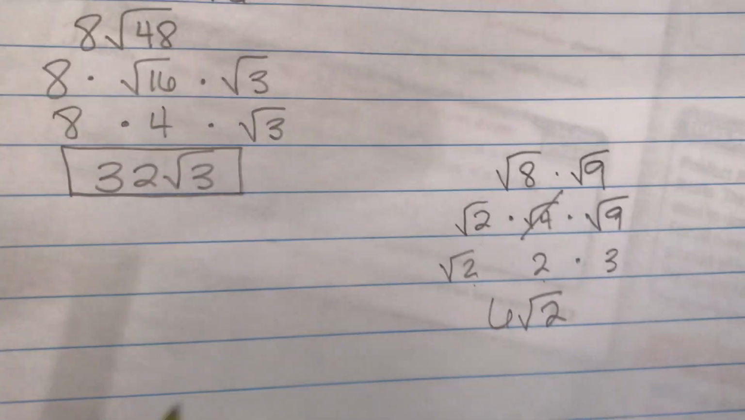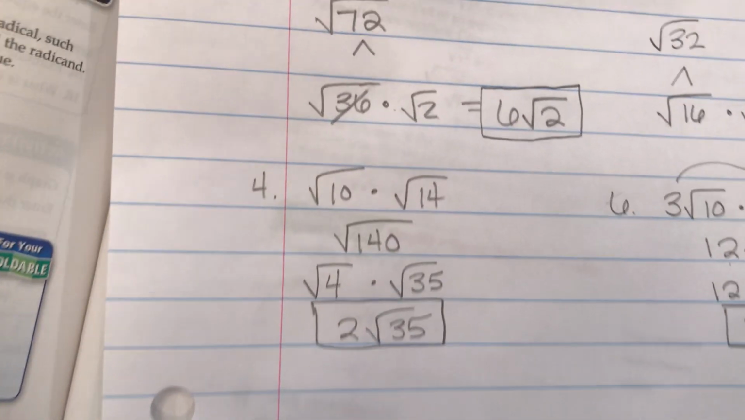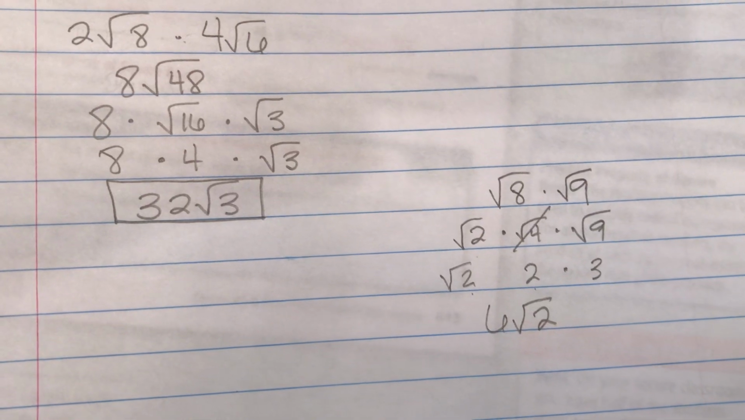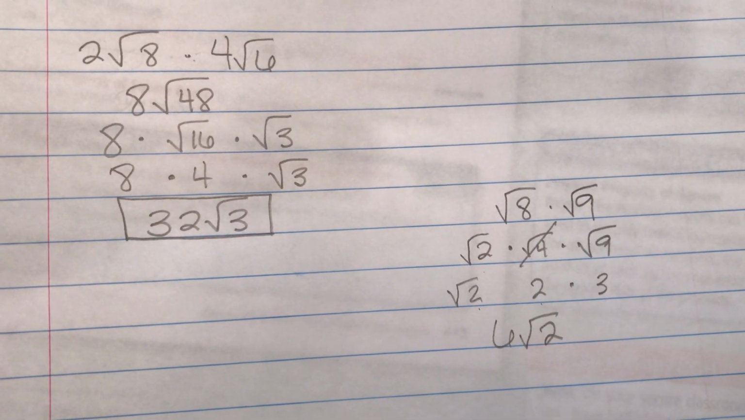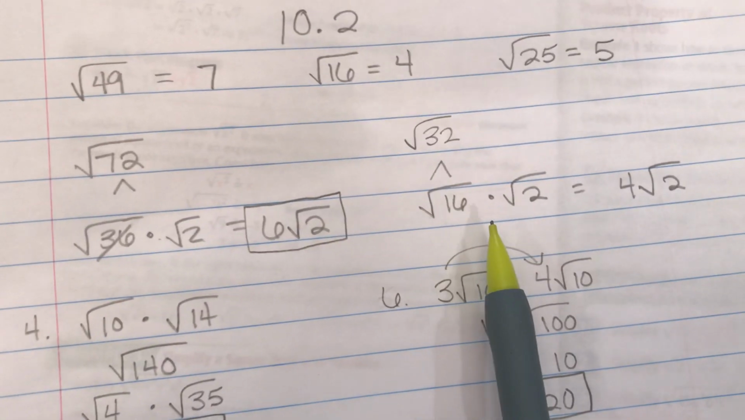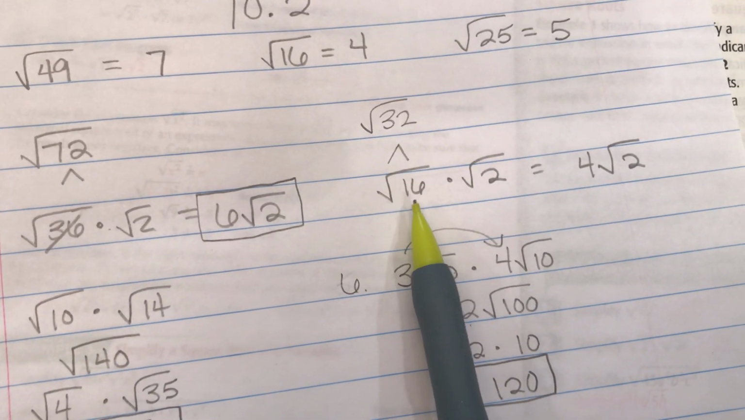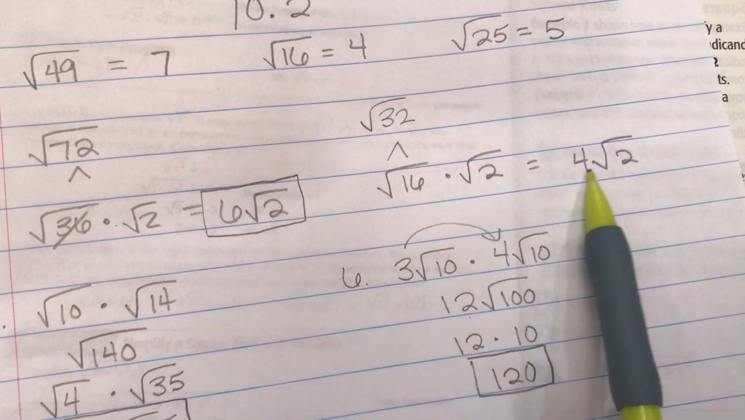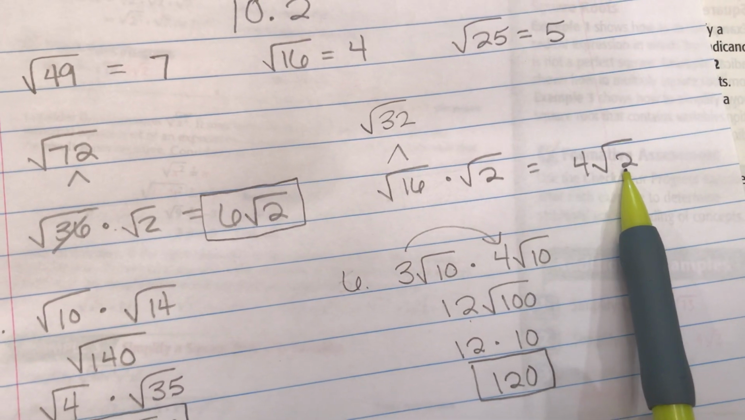So the way I did it, I chose 36 and 2 and just went straight to 6 square root of 2. So it's a little simpler. Again, that's not wrong if you want to do it like that. I was just showing you the easiest way to get there the quickest. Here's another one, square root of 32. I would break that down into the square root of 16 times the square root of 2. The square root of 16 is 4, and so that would be 4 square root of 2 for that problem.